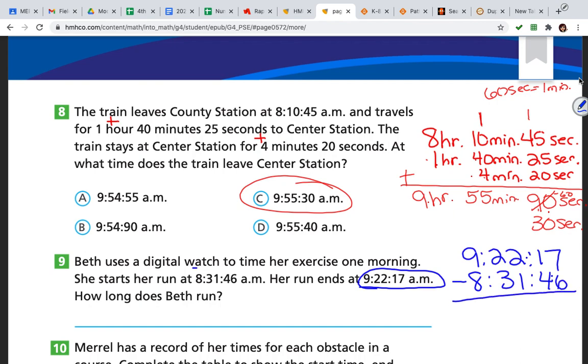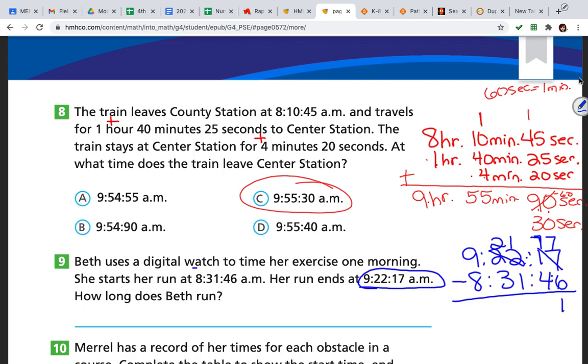If we have 17, we can't take away 46. So let's borrow 60 seconds. So we're going to make that 21. We borrowed 1 minute. We're going to add 60 seconds. So 60 plus 17 is 77. So now we can subtract.